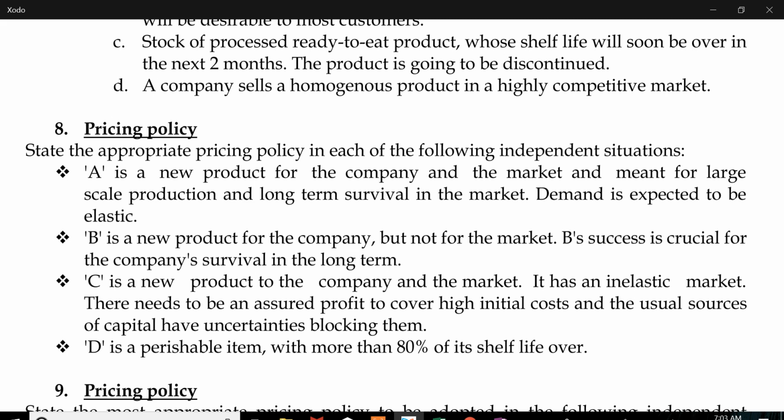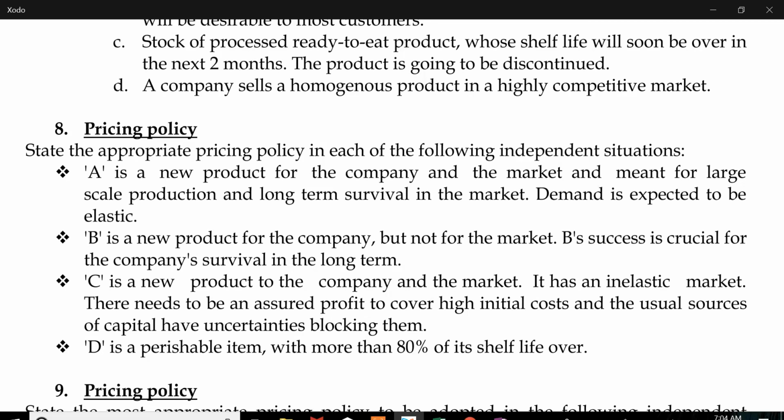Penetration pricing. Penetration is what will make sense. B is a new product for the company but not for the market. B's success is crucial for the company's survival in the long term. Again, penetration. Already the product is there in the market. There are so many mobile phones there in the market. If I am going to introduce a new mobile phone, I cannot compete with all of these players unless I try to fix a low price.